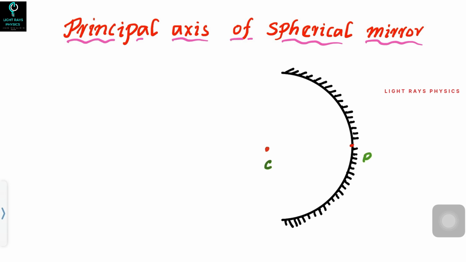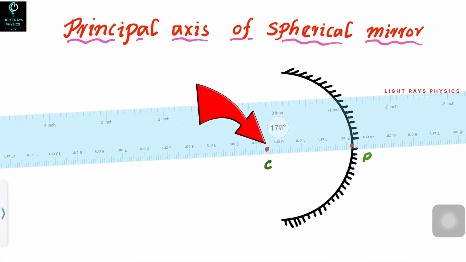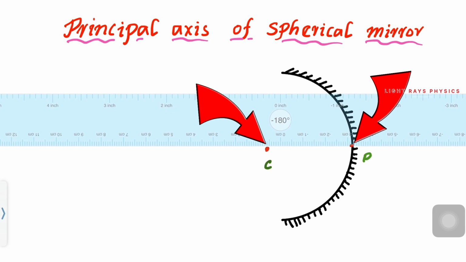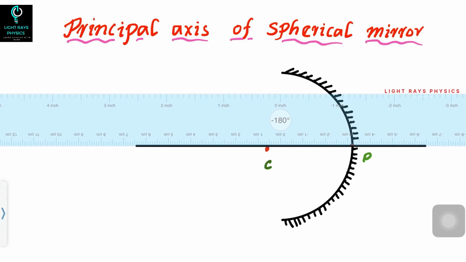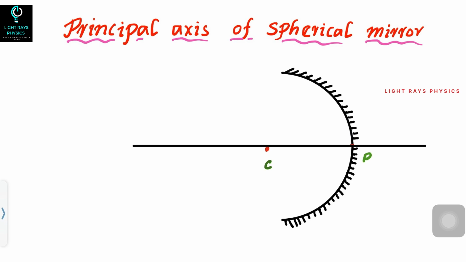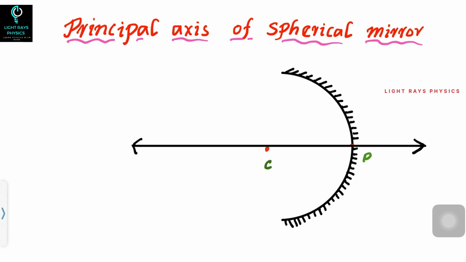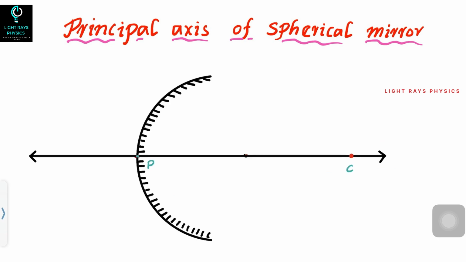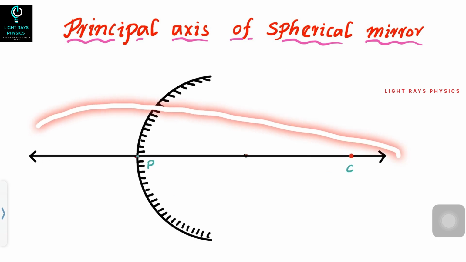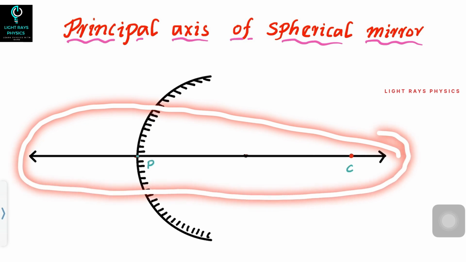Now let us study the principal axis of a spherical mirror. A line which passes through the center of curvature and the pole of the spherical mirror is called the principal axis of a spherical mirror. These two arrows which are drawn indicate that this principal axis can be extended on either side. Now let us see the principal axis for a convex mirror. This line which is passing through the pole of the spherical mirror and the center of curvature is called the principal axis of a spherical mirror.